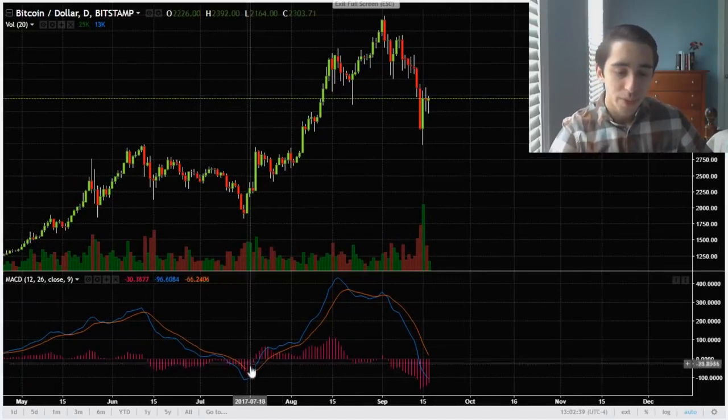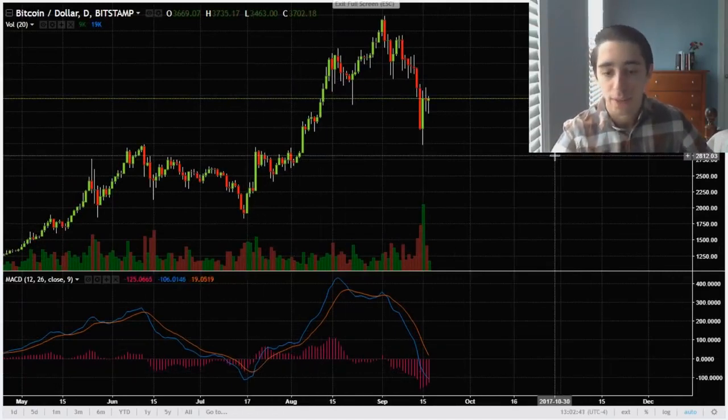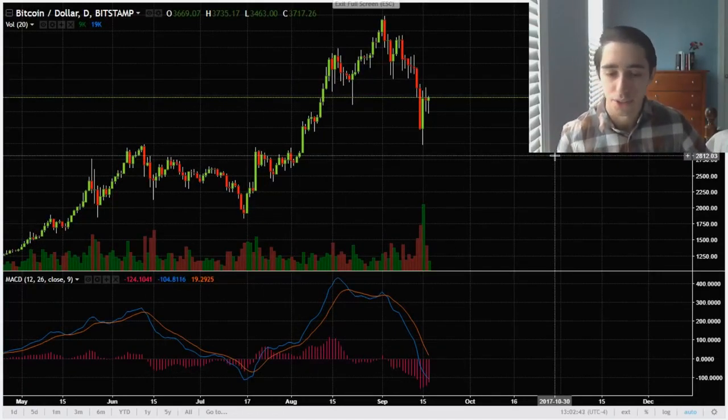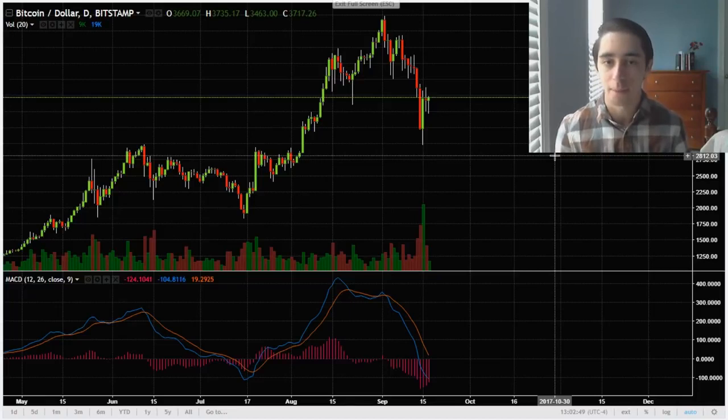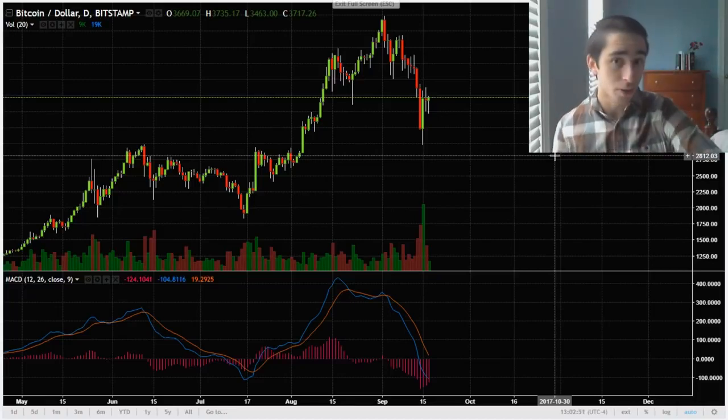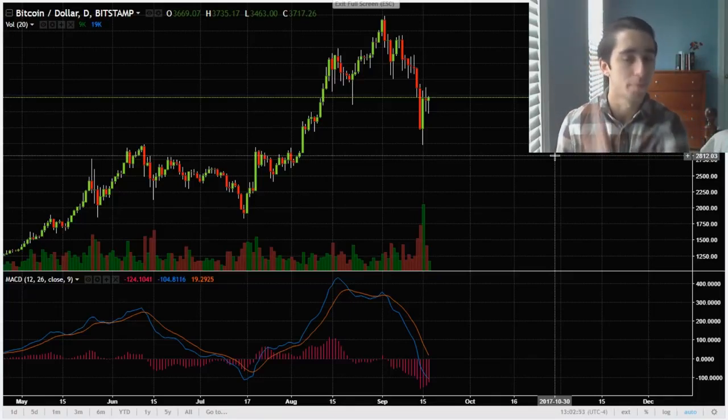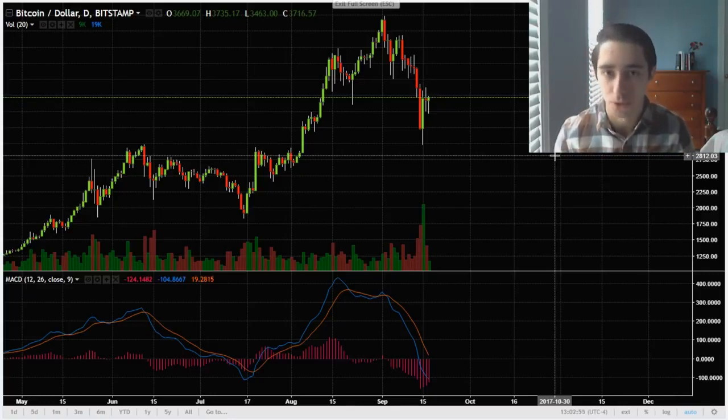So when we see crosses on the MACD, when the 12-day exponential moving average as well as the 26-day exponential moving average cross, that's what's known as a MACD cross. And there's 2 ways that can happen: either the blue line going under the orange line or the blue line coming up from under and crossing the orange line. So what does that mean? How can we use it in our trading, and how can it become really powerful in spotting trends?